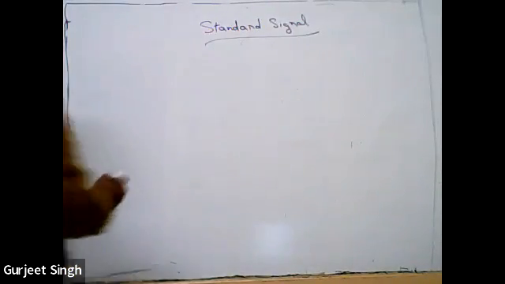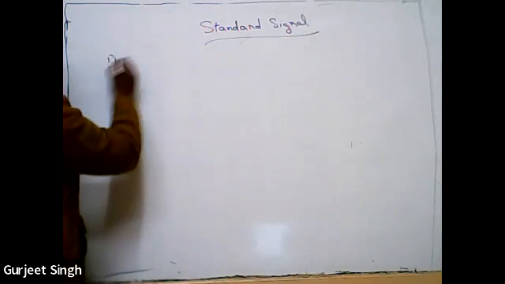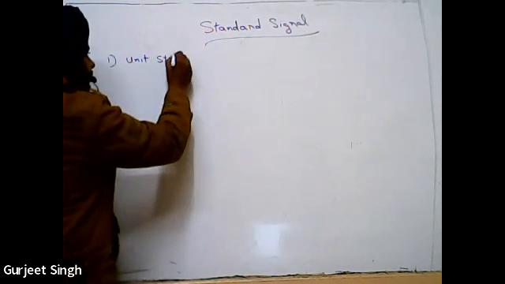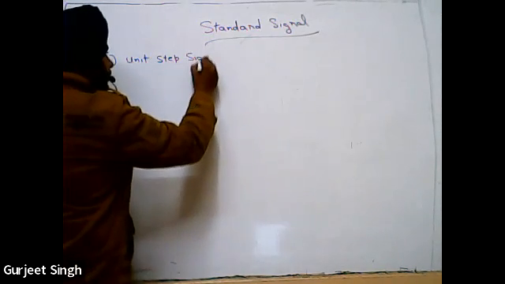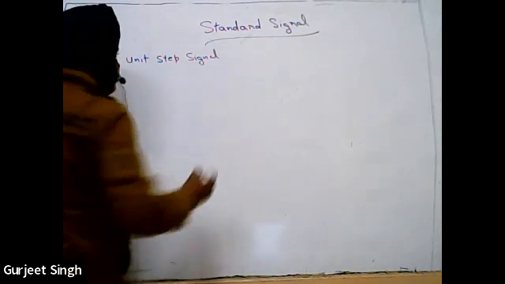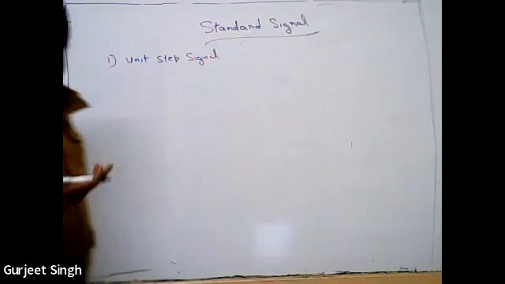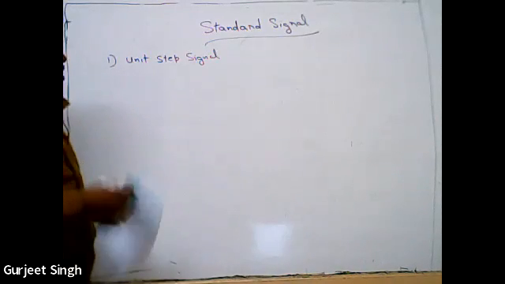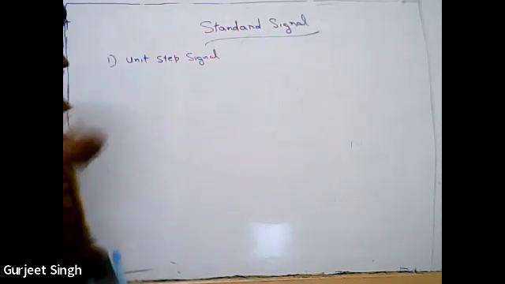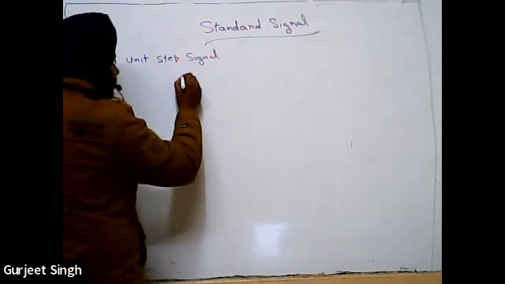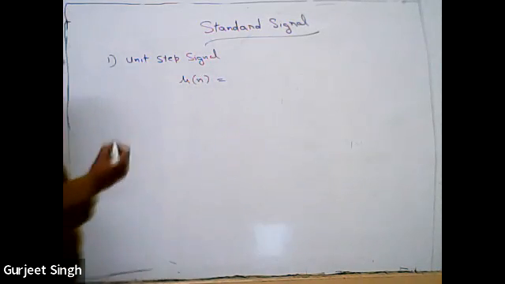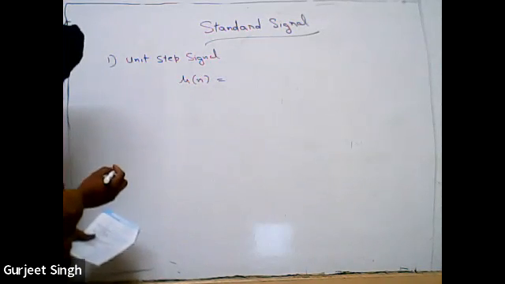So the first type of standard signal is the unit step signal. This is a very important type of standard signal. It is mostly used in the numerical part, and this unit step signal is denoted by u(n). Mathematically it is represented by u(n).